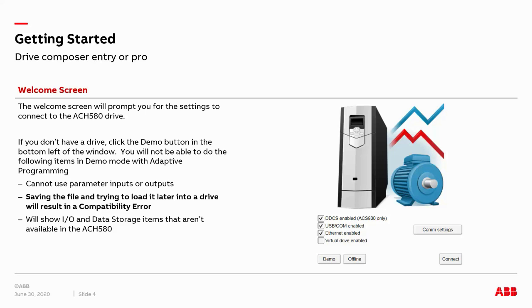Once you get that connected to, it's very, very easy to build up the programs. The other thing to note, that if you do demo mode, you will see I/O and data storage items that might not be available on the ACH580 or some of the 580 series. It could show some extra data storage that would only be available in the 880. So just be aware that building something up that might work and you've tested it, you will probably have to rebuild it if you haven't built it for the drive itself.